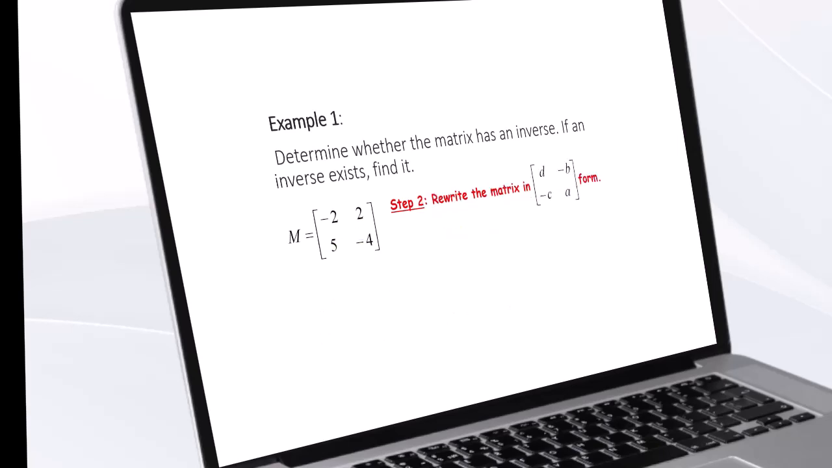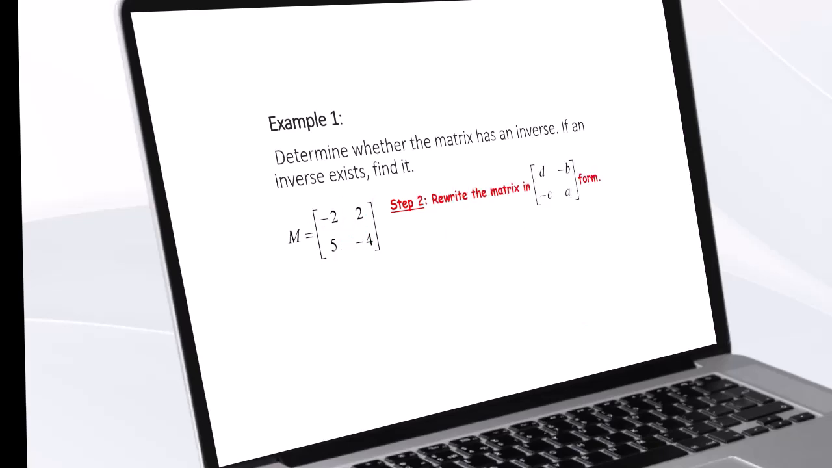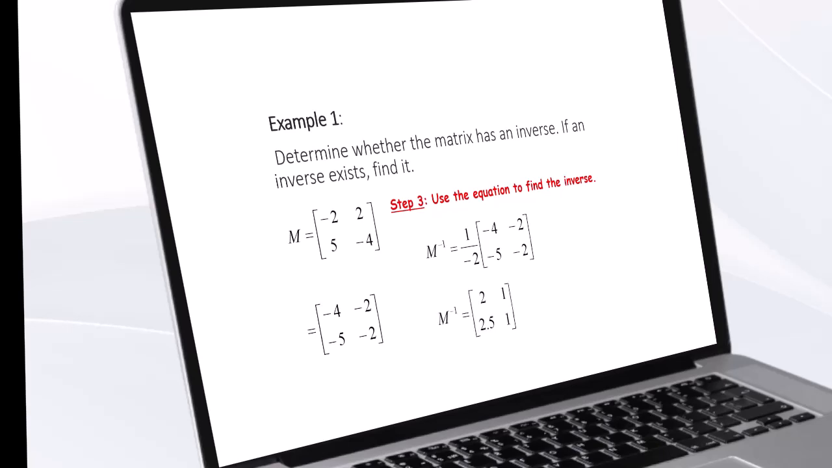So just remember the steps. We started with step 1, finding the determinant. Then after finding the determinant, we write the matrix in that form by interchanging the elements. Then step number 3, we use the equation: 1 over the determinant multiplied by that matrix. And then we find the inverse.